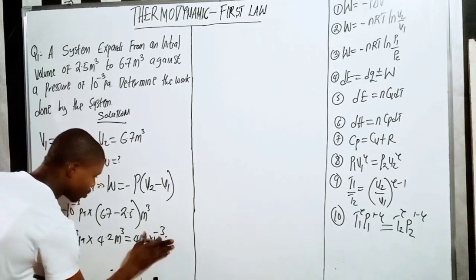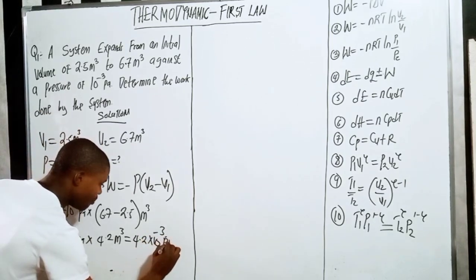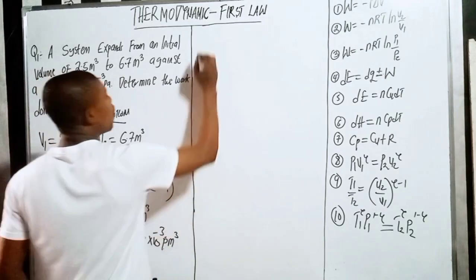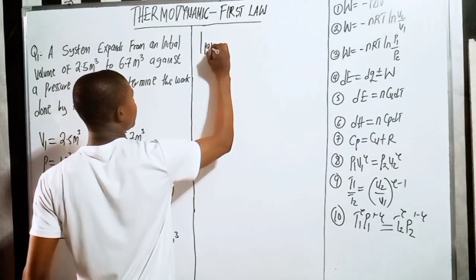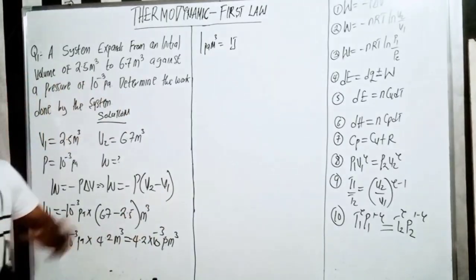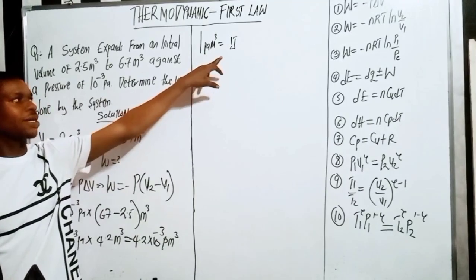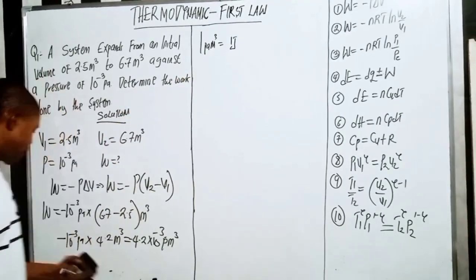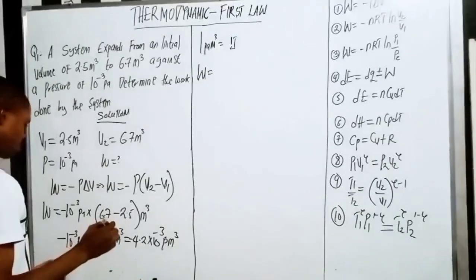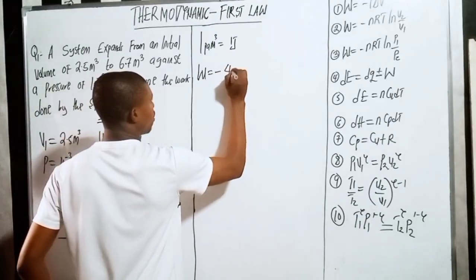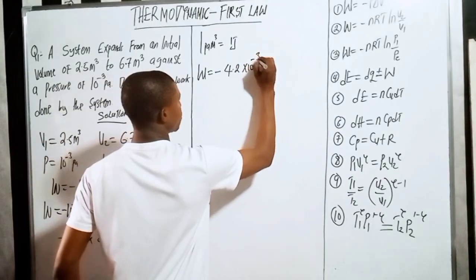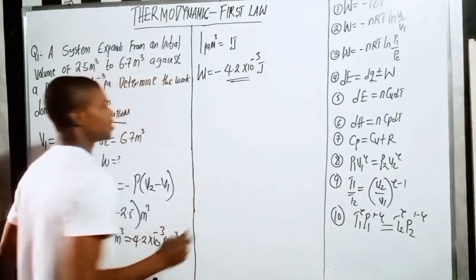Remember the unit is Pascal meter cube. Understand that 1 Pascal meter cube is equal to 1 joule. You have to know this. So it means that my W here is equal to minus 4.2 exponential minus 3 joules. That is it.